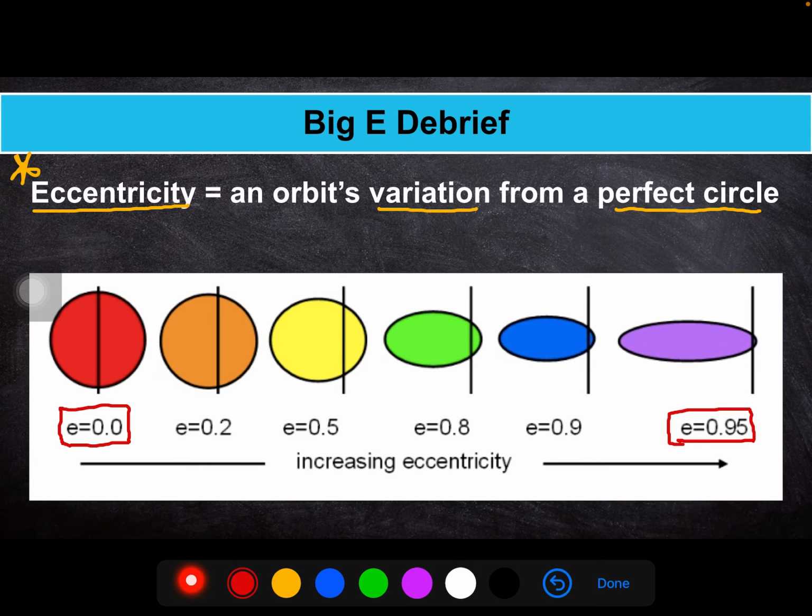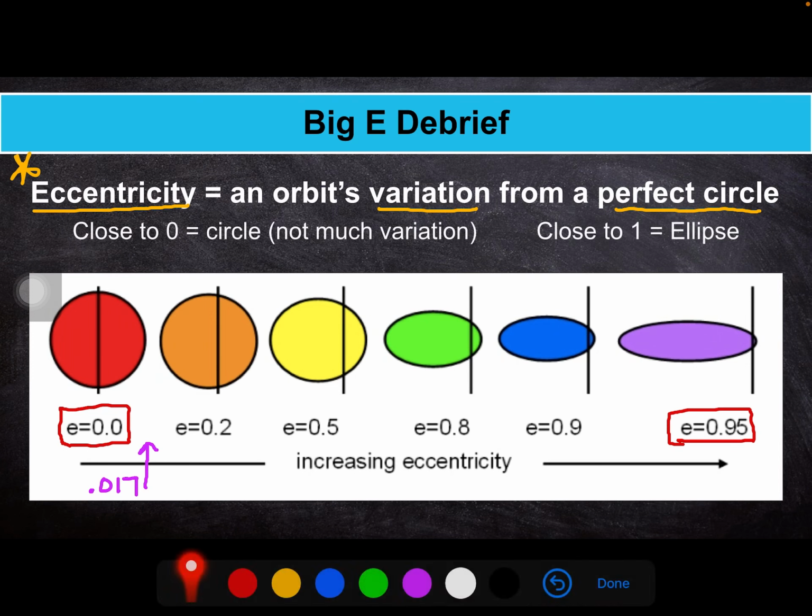And you calculated, I know, many eccentricities in your big E activity, and Earth was one of them. Its eccentricity falls right in here, 0.017. So when we think about what the Earth's orbit is like, it's pretty circular. It has a slight variation from a perfect circle, so it's got a low eccentricity.